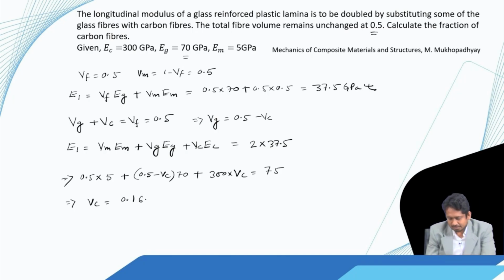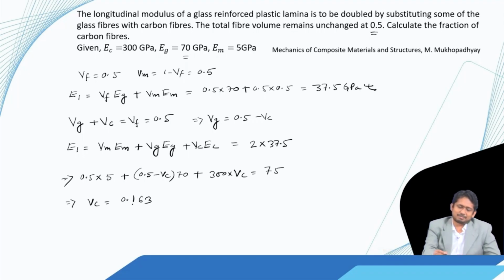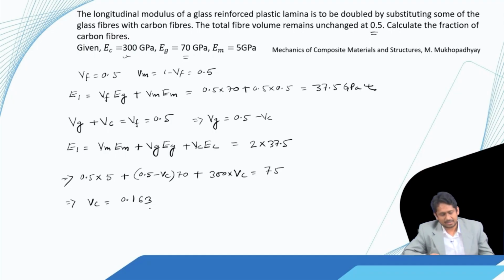So, now we can solve for Vc and we can get our desired volume fraction of carbon fiber. So, by solving we get 0.163. So, we should replace glass by carbon in such a way that the volume fraction of carbon becomes 0.163, and if we do that the resulting elastic modulus would become 75. So, carbon fiber has much higher elastic modulus as compared to glass fiber, that is why this small volume is going to cause this much of change in elastic modulus.